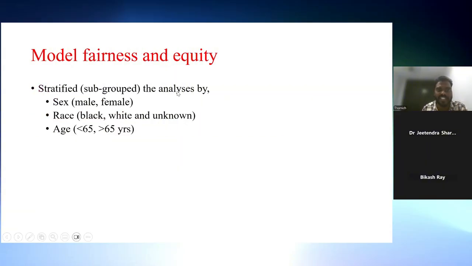In the model fairness and equity, basically they did a subgroup analysis. Whether in male and female there is any difference. Along with this, subgroup analysis was done also in race and in the age group.